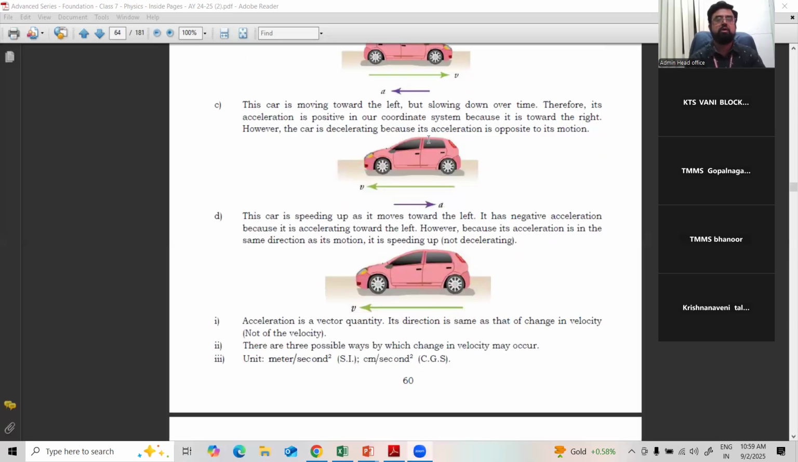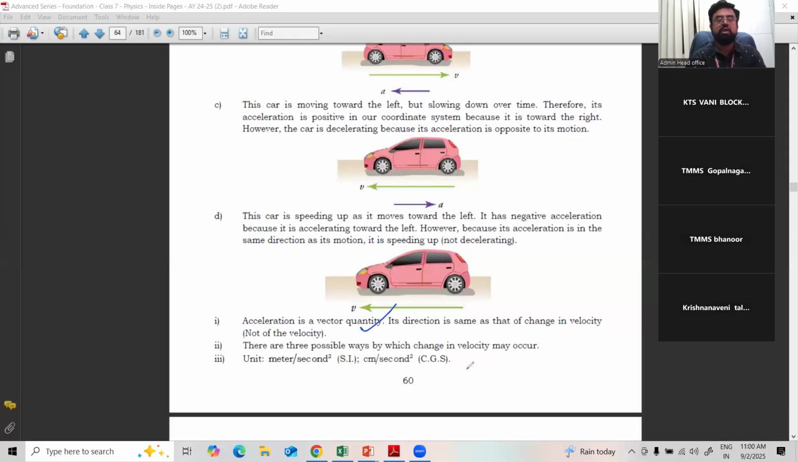Another one, case 3. What is going on there? This car is moving towards the left, but slowing down over time. Therefore, its acceleration is opposite in our coordinate system. If the x-axis goes like this, the car is going in the opposite direction, towards the left. However, the car is decelerating because its acceleration is opposite to the motion. So motion is in this direction, and acceleration is in that direction. Another car is speeding up as it moves towards the left. It has negative acceleration because its acceleration is towards the left. However, because its acceleration is in the same direction as its motion, it is speeding up, not decelerating.